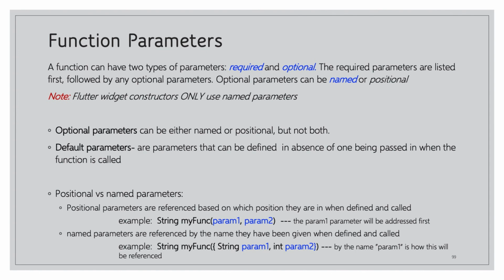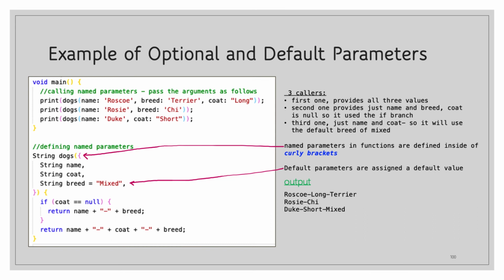So example again, myfunc1, string param1, int param2. By the name param1 is how this function will be referenced. All right, let's see an example of optional and default parameters, named, the whole kit and caboodle.